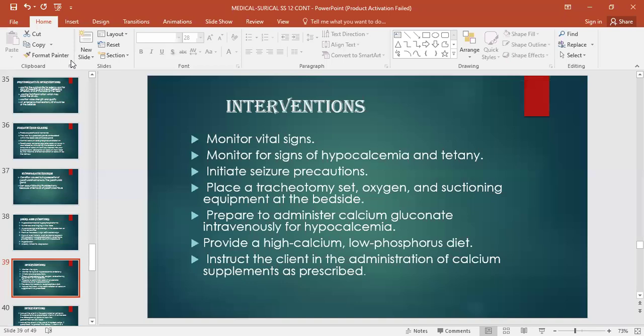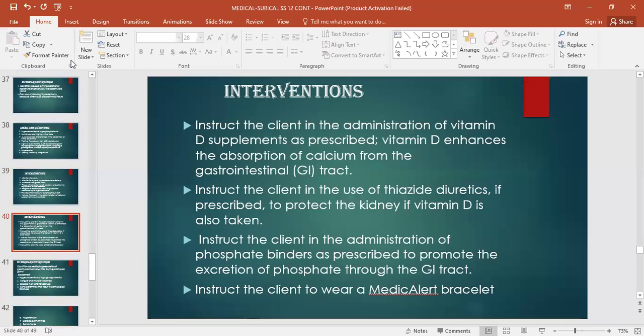Instruct the clients in administration of calcium supplements. Very, very important. Now, instruct the client in administration of vitamin D supplements as prescribed. Vitamin D enhances absorption of calcium from the gastrointestinal tract. Then instruct the clients in the use of thiazide diuretics if prescribed, to protect the kidney if vitamin D is also taken. You know that what thiazide diuretic does is that it conserves calcium. So when a patient is on thiazide diuretics and is still on vitamin D, you have to take precaution so that the patient will not have a high level of calcium.